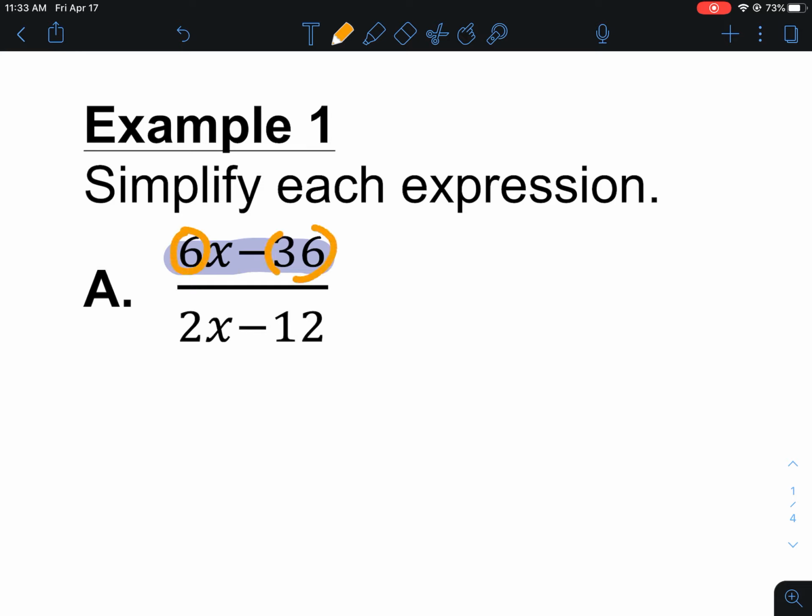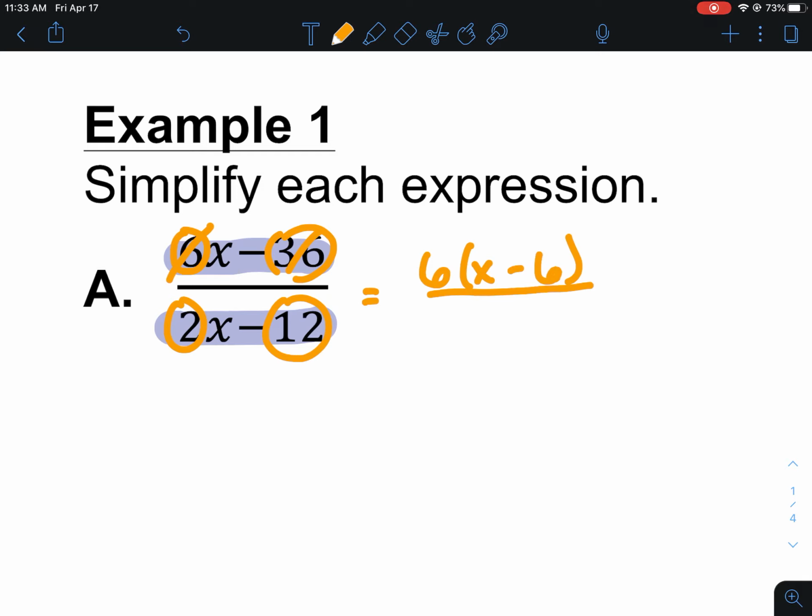GCF. Both of these numbers I can divide by 6. When I divide this by 6, I'm left with just x. When I divide this by 6, I'm left with negative 6. I pulled a 6 out to begin with. That was my GCF. In the bottom here, both 2 and negative 12, I can take out a 2.